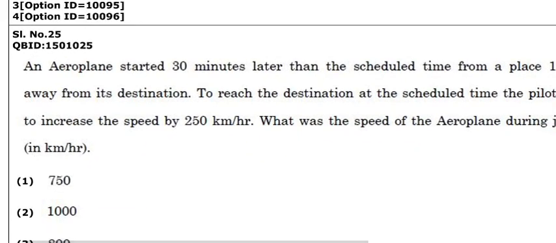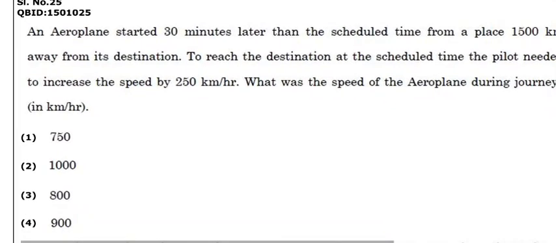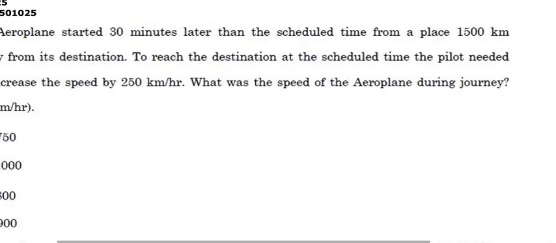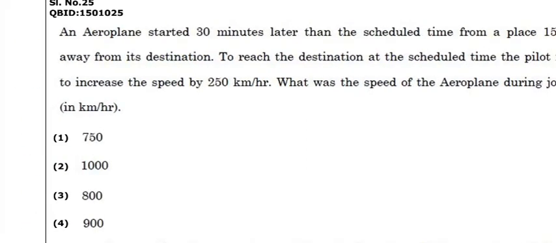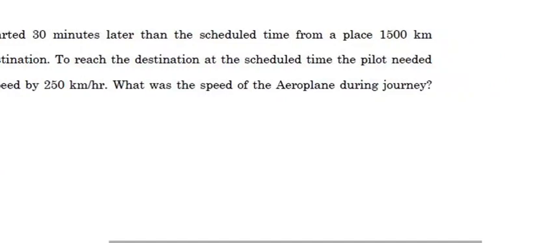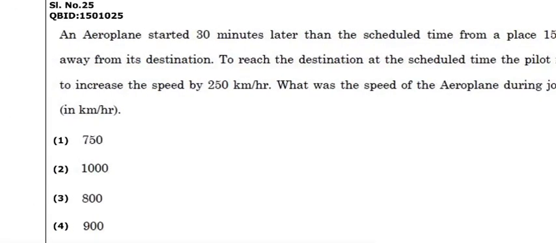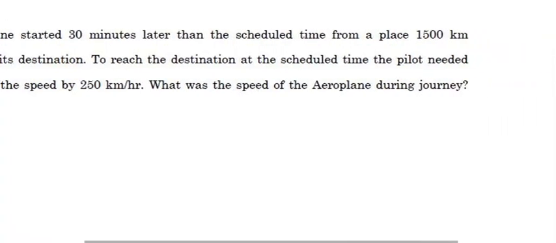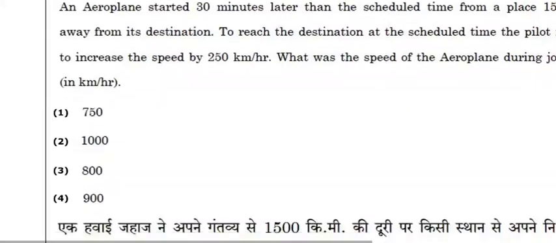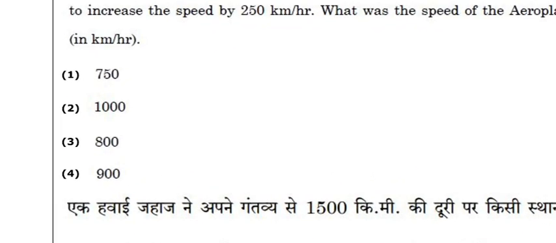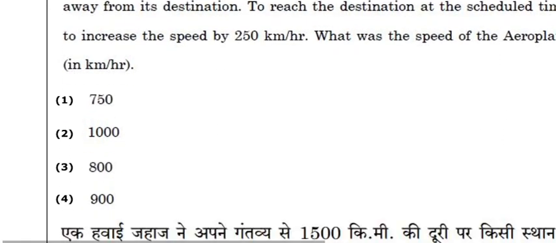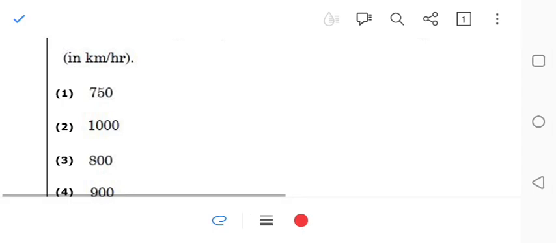25, an aeroplane started 30 minutes later than the scheduled time from a place 1500 km away from its destination. To reach the destination at the scheduled time, the pilot needed to increase the speed by 250 km per hour. What was the speed of the aeroplane during the journey? So these are the options: 750 km per hour, 1800, 900. 25, the correct option will be 1000 km per hour.